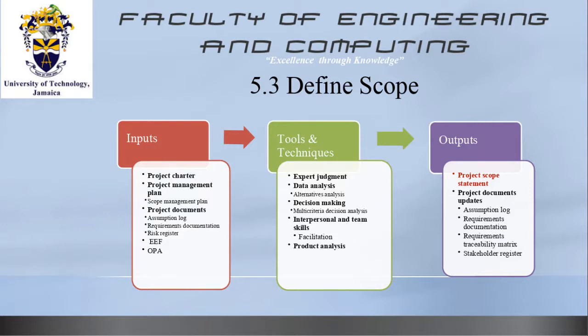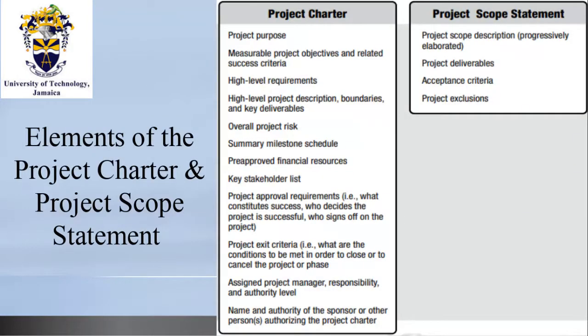So at the end of the define scope process, what do we have? A project scope statement. Yeah? So now, I don't want us to confuse the project charter with the project scope statement. These are two separate things, okay? So let's look at them side by side. We already went through the project charter. We are doing our first individual assignment, which is doing a project charter. So we already know what a project charter is and what is required of us for the project charter. But let's look at the project scope statement, which is a requirement of the first part of assignment number two.